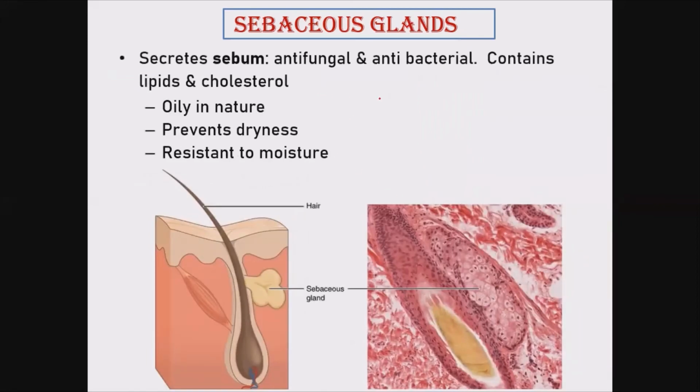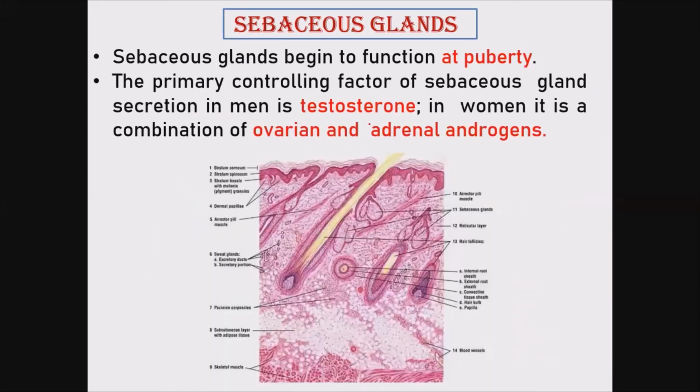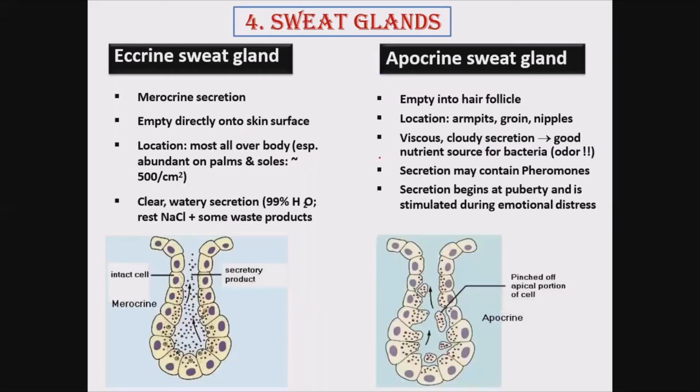Sebum has antifungal, antibacterial action, is oily in nature, prevents dryness and is resistant to moisture. The sebaceous glands actually begin to function at puberty. They are under hormonal control. The hormones controlling the action of sebaceous glands are important. In men, it is testosterone. In females, it is a combination of ovarian and adrenal androgens.